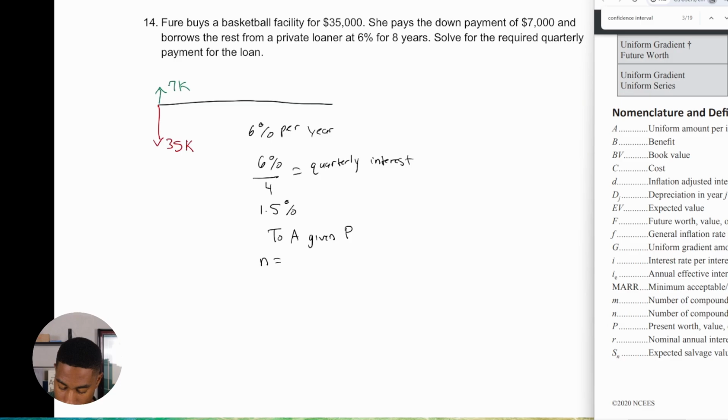So n is equal to, in this case, the number of compounding periods. It's 8 years. This is year 8, and this is year 0. Since it's 8 years, we want to do 8 years times 4. It's going to be actually 32 quarterly payments. Okay, so now we have our N, we have our I.